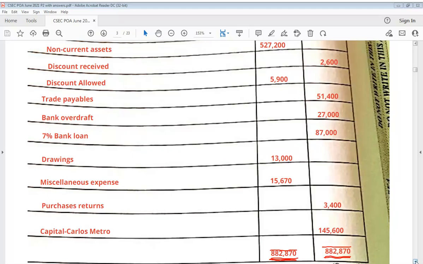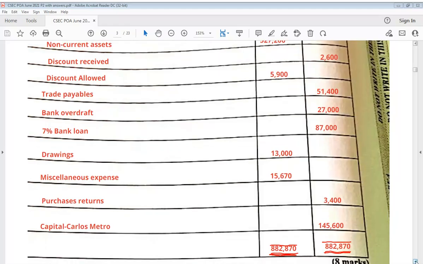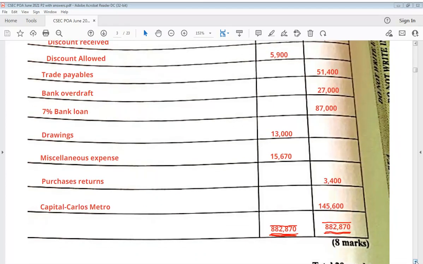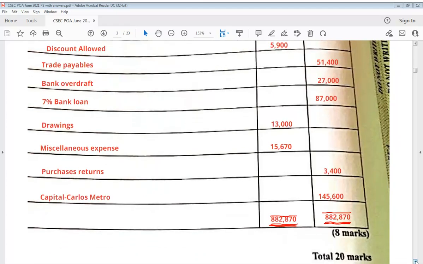Sorry about that. So we total our trial balance, and both sides, as we know, should be equal. We got a total balance of $882,870. So this is question one, a total of 20 marks, and for the trial balance, you would have gotten 8 marks.